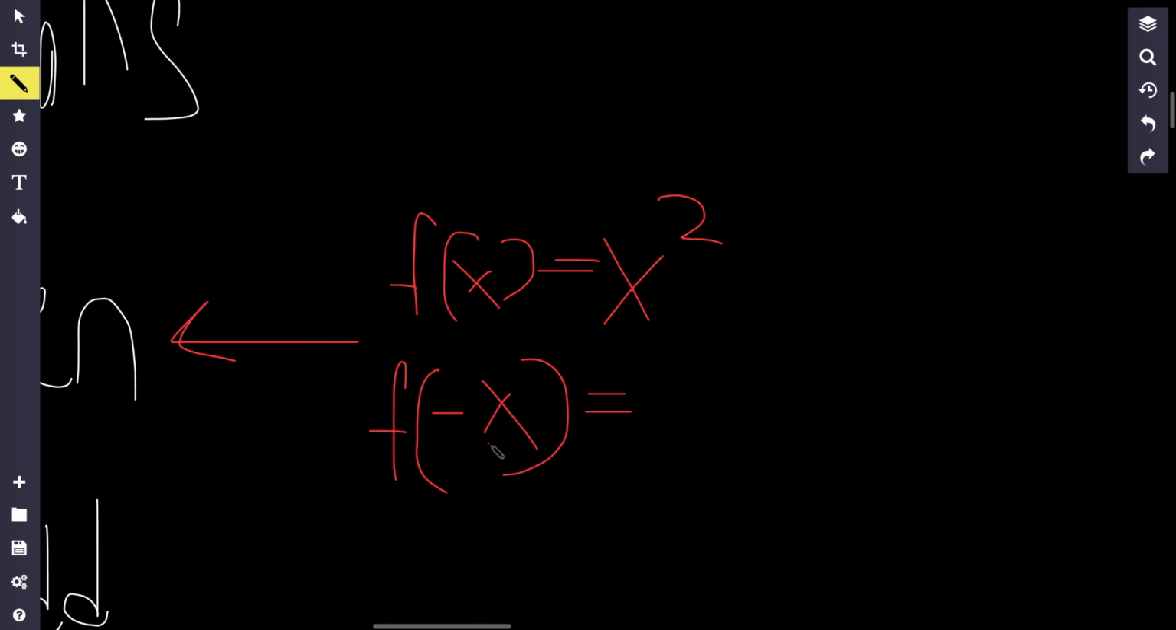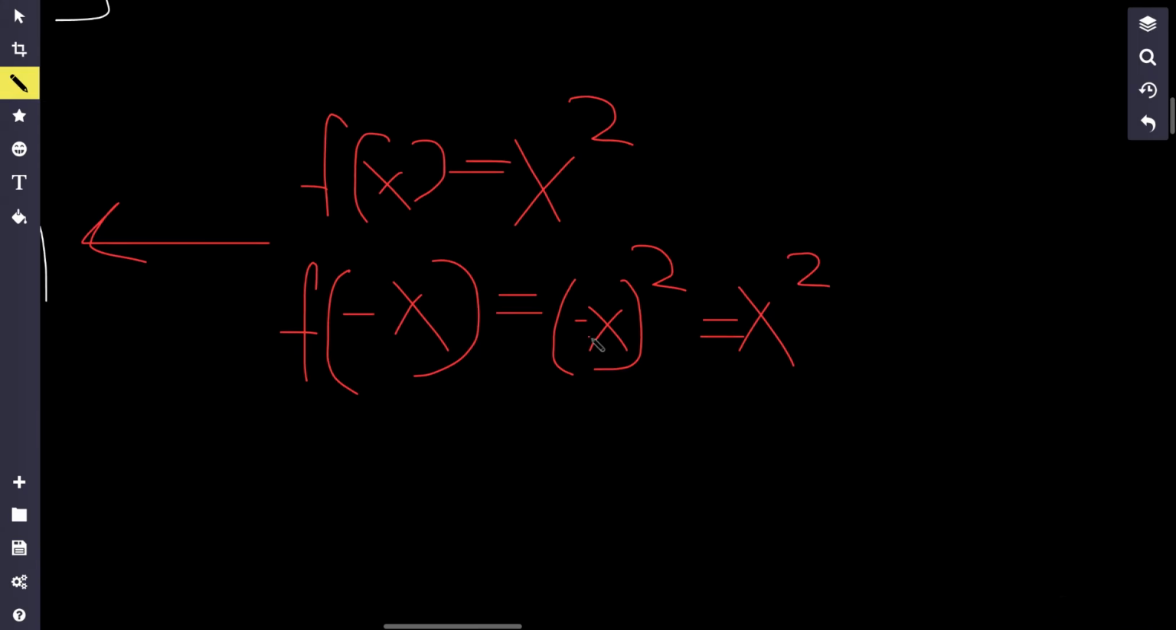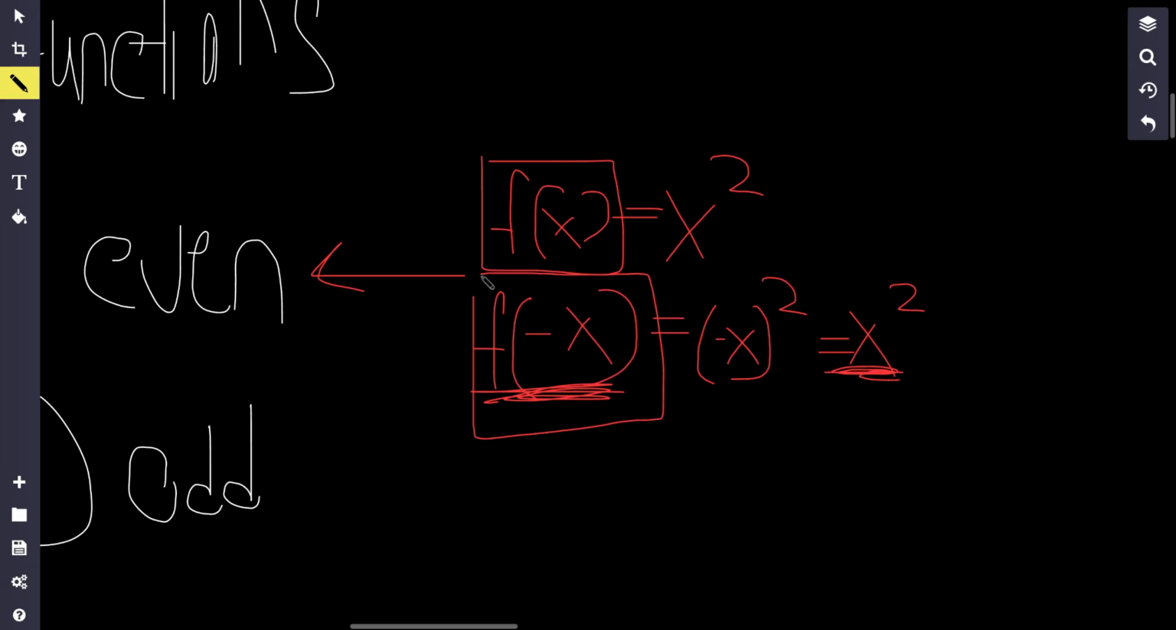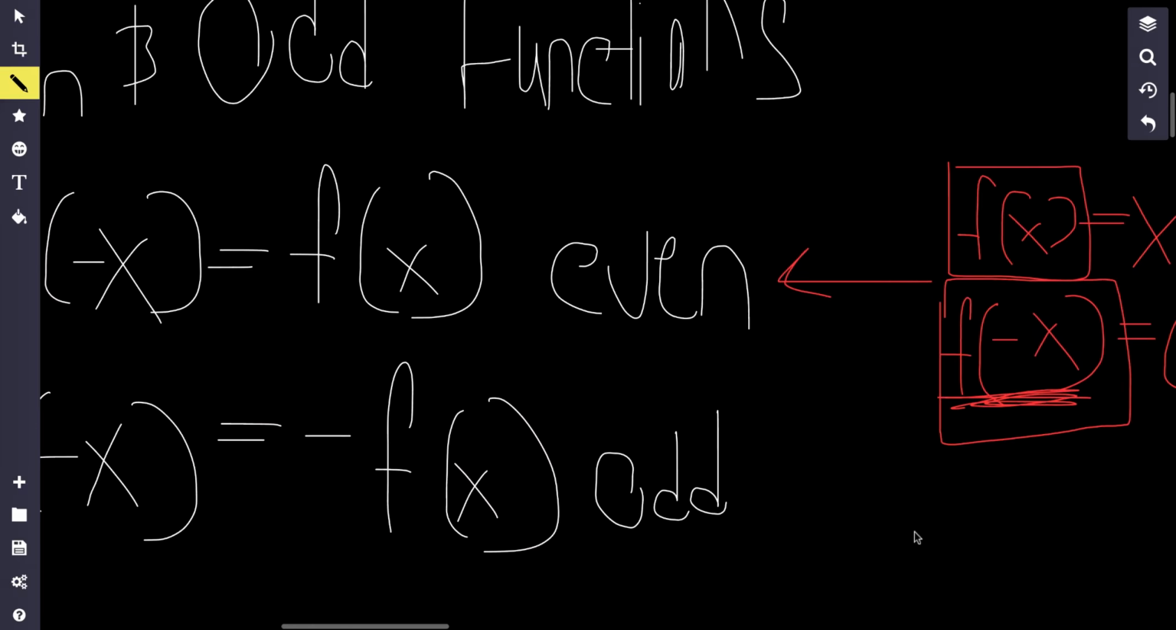So if I have f of negative x, well, everywhere I see x, I'll just replace it with a negative x. And negative x squared is equal to just x squared because you have a negative sign and it's squared. So two negatives make a positive, right? And notice how f of negative x gives you the same function as you had originally. In other words, f of x is equal to f of negative x, meaning that our function is even.